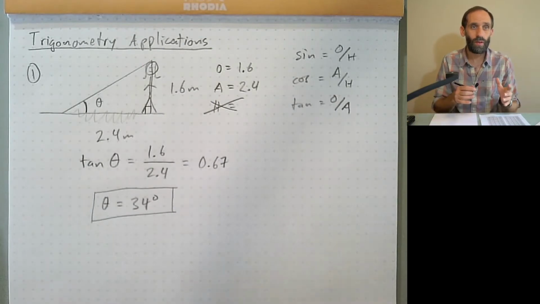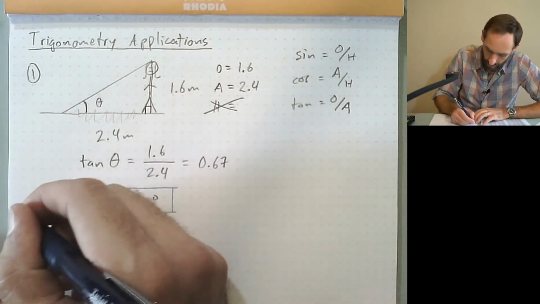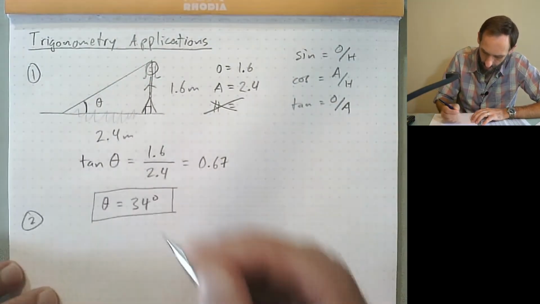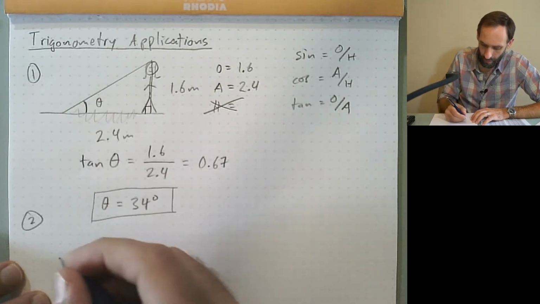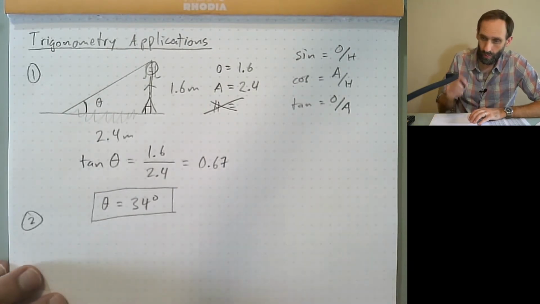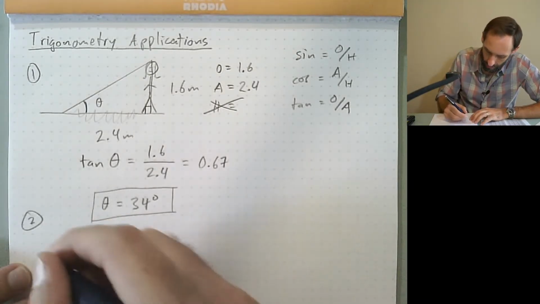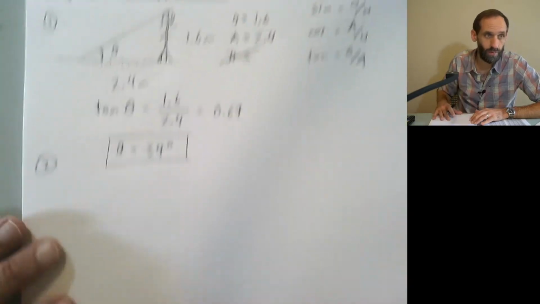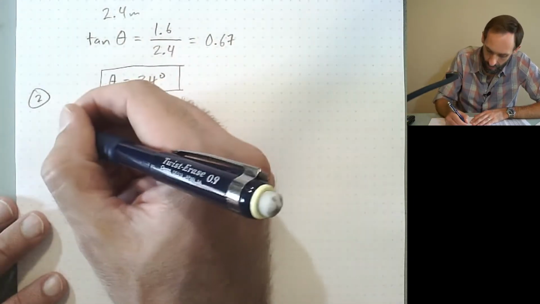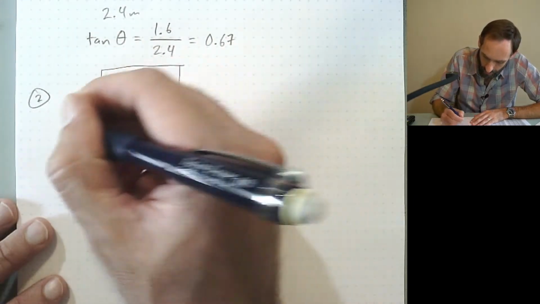Okay. So let's move on to our second application. Application number 2 will be one that involves the angle of depression. Let me move this up, make sure that I'm staying on the screen here. So let's imagine the following scenario.